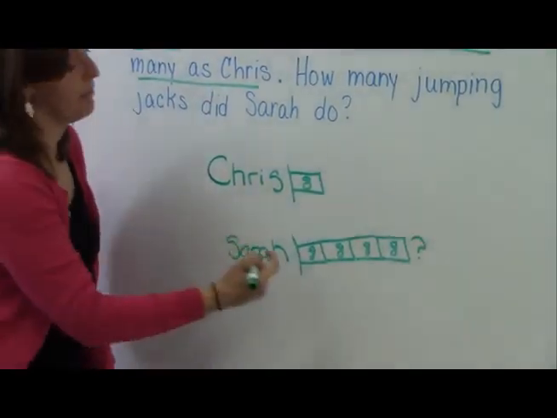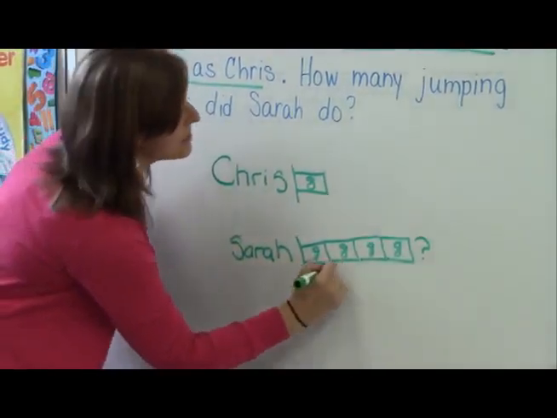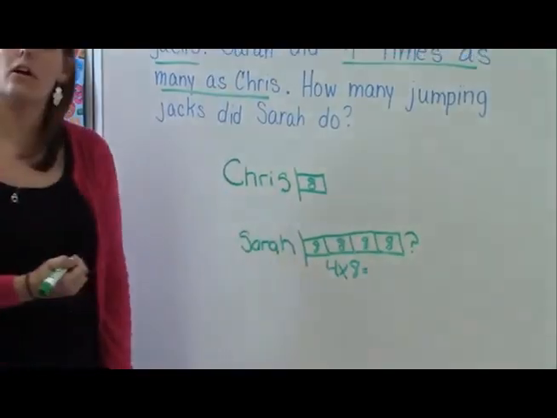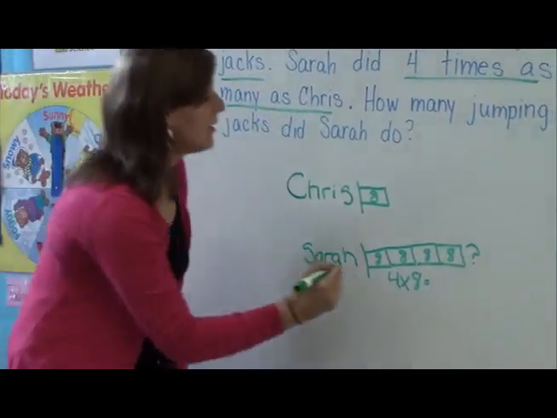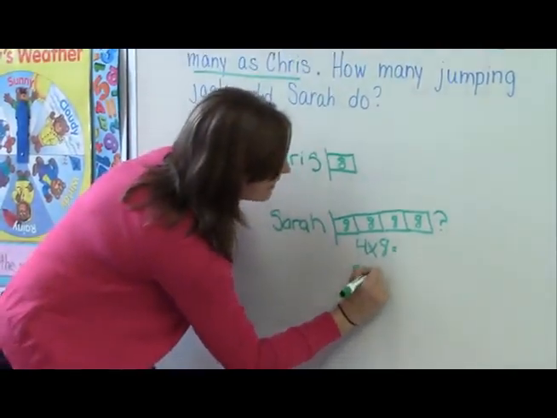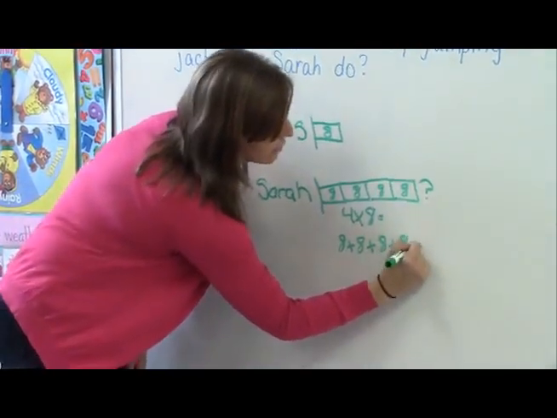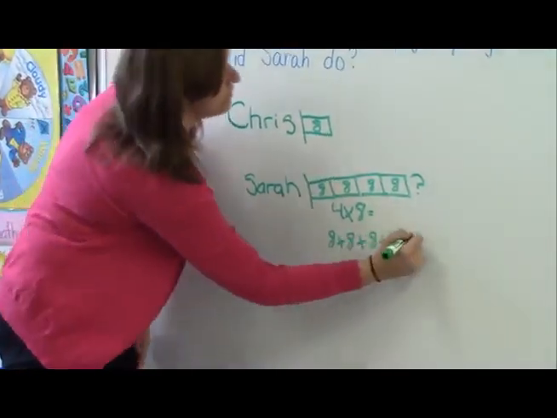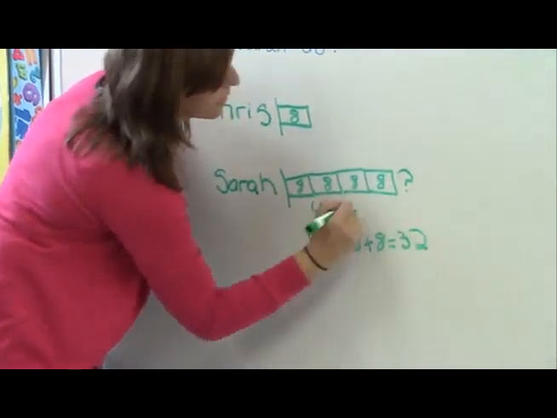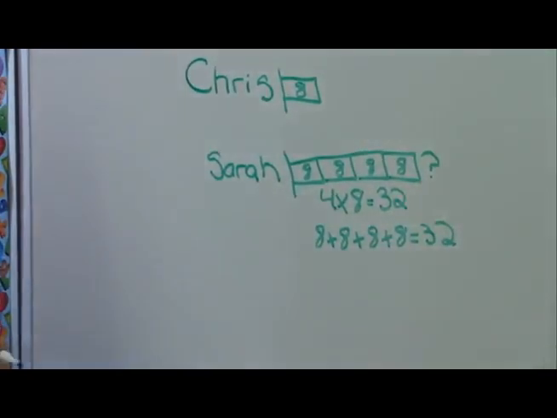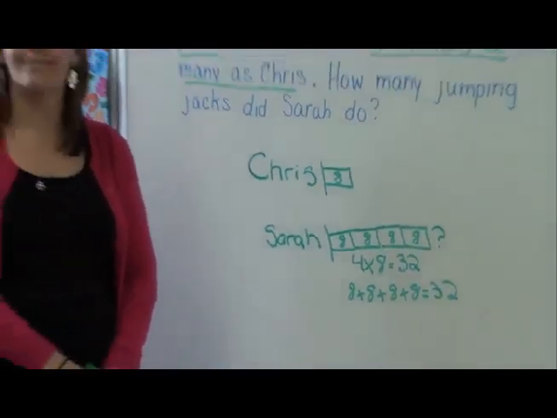To solve this problem, we would do 4 times 8. Or, if students are not ready to do the multiplication, we can do 8 plus 8 plus 8 plus 8, which is called repeated addition, which would be 32. And 4 times 8 is 32. So the answer is Sarah did 32 jumping jacks.